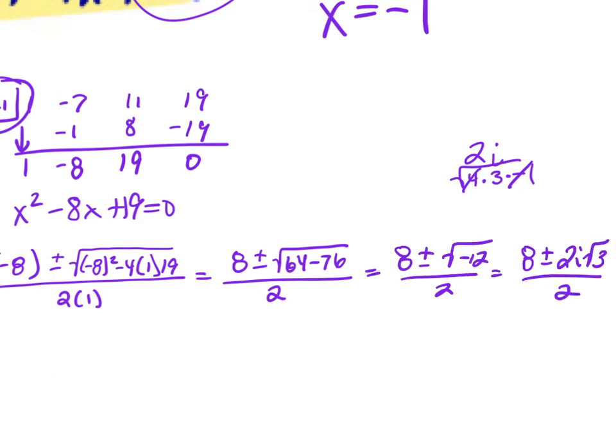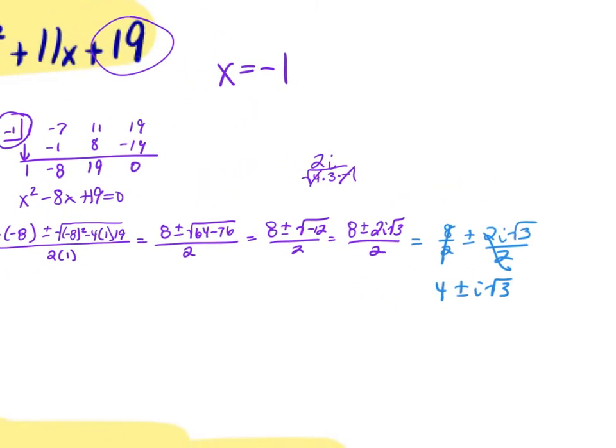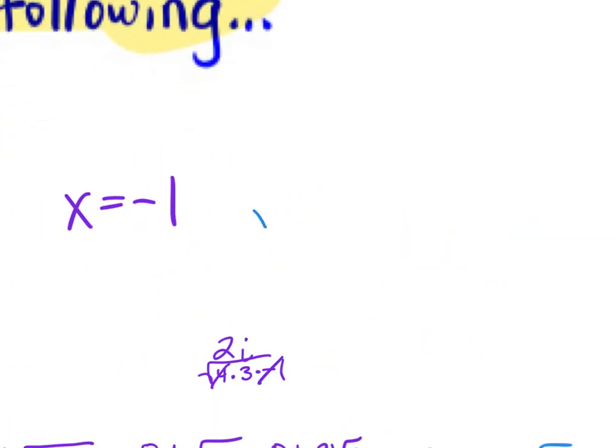Now it's important here, guys. I think it's very important in this step of the equation that you separate this, because you can see the simplification better when you do. 8 divided by 2 is 4, plus or minus 2 divided by 2 is 1, so you have i root 3. So what we just found, and I'll write it up here, is x equals 4 plus i root 3, and x equals 4 minus i root 3.